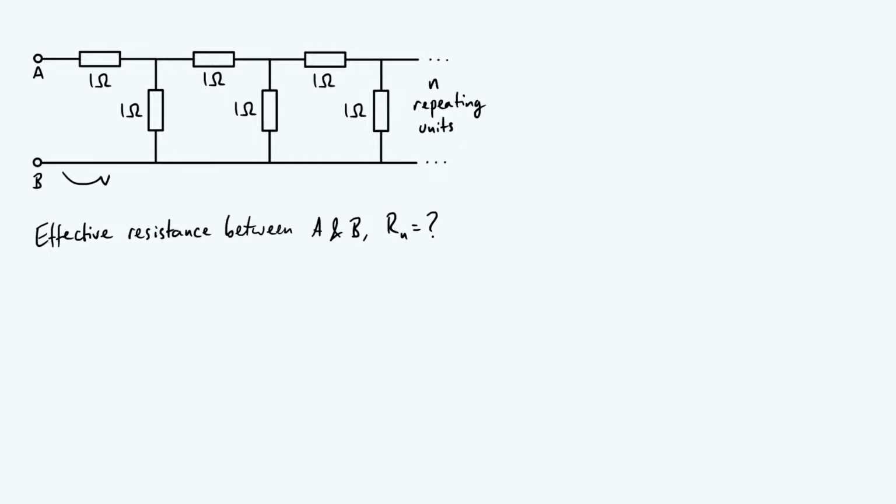So the repeating unit that I'm talking about is this part of the circuit that I've just highlighted, where you've got a 1 ohm resistor along that wire at the top, and then a 1 ohm resistor connecting the wire at the top to the wire at the bottom. So I've said that there are n repeating units, where n is just an arbitrary positive integer.